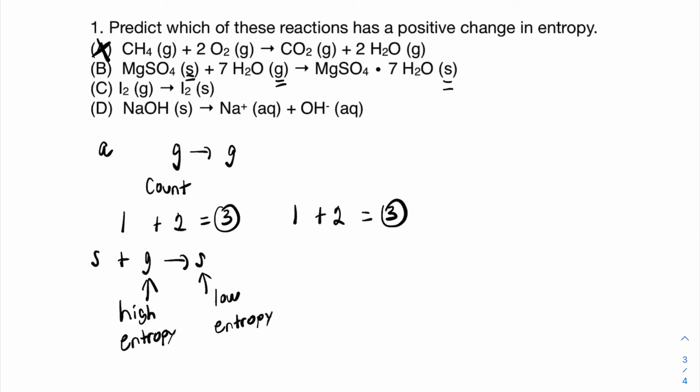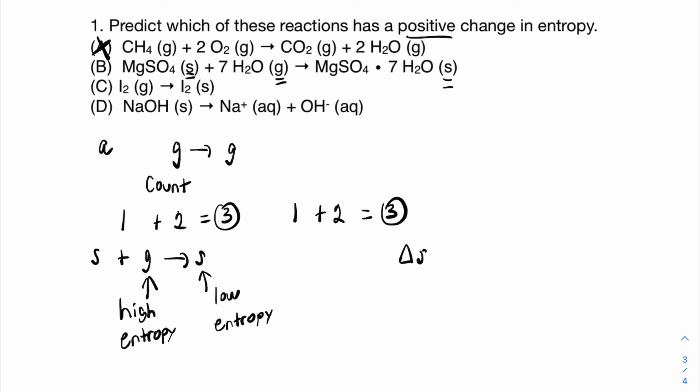Okay? And so we want a reaction that has a positive change in entropy. Remember that if delta S is positive, you're creating randomness. I like to use the word chaos. So if we're going from a large amount of chaos to a low amount of chaos, that is not creating chaos. Delta S is negative for this reaction B. So that's not a positive change. In part C, we're going from gas to a solid as well, so that's not possible.